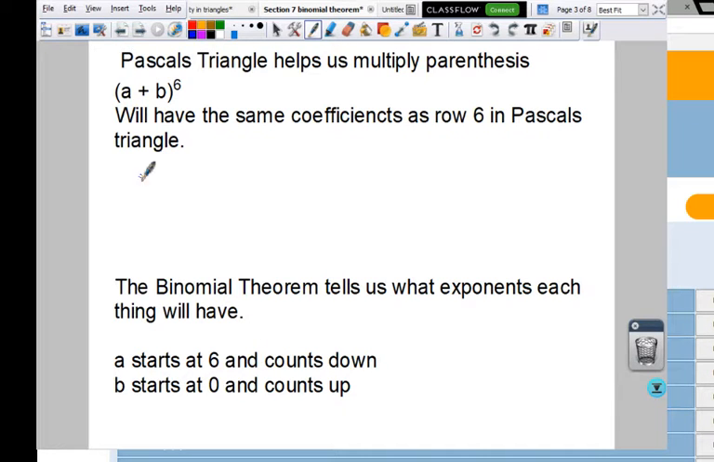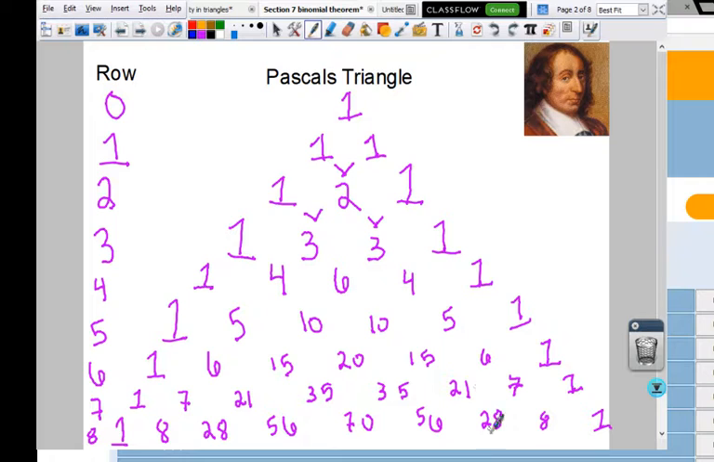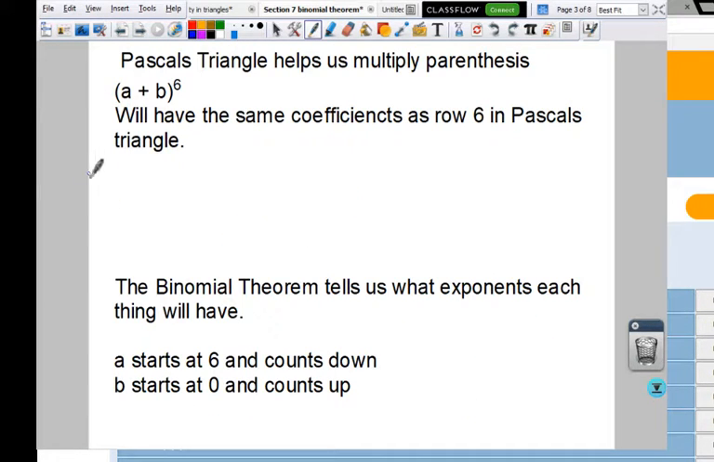That's true. Okay, so I'm going to go ahead and look at row 6 on Pascal's triangle. I'm just slopping it down to make it look good. So row 6 is right here, right? 1, 6, 15, 20, 15, 6, 1. My coefficients, my numbers in front, are going to be the exact same thing as these numbers right here in row 6. So because I can't go back and look at it, tell me what's row 6?